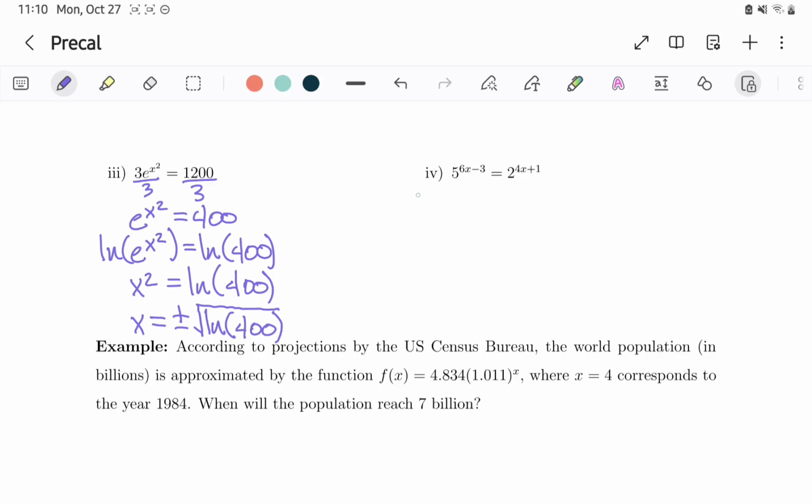So doing that, we would have log base 5 of 5 to the 6x minus 3 equals log base 5 of 2 to the 4x plus 1. Okay, and then from here we can use the power property to say that the left-hand side is the same as 6x minus 3.